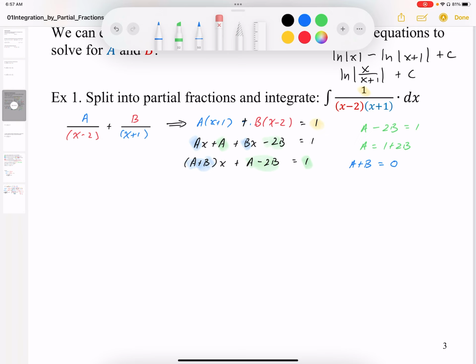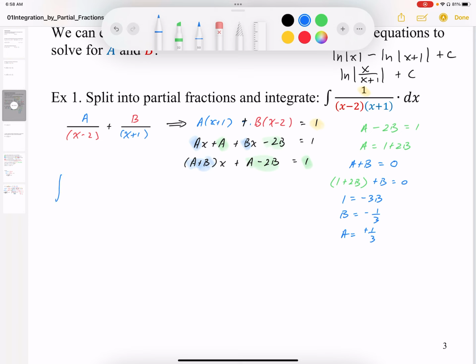And then I can substitute for the a. I'm going to replace the a with 1 plus 2b, plus b, is equal to 0. So we end up with 1 is equal to negative 3b, b is equal to negative 1 over 3. Okay, and if that's the case, then that makes the a value equal to positive 1/3.